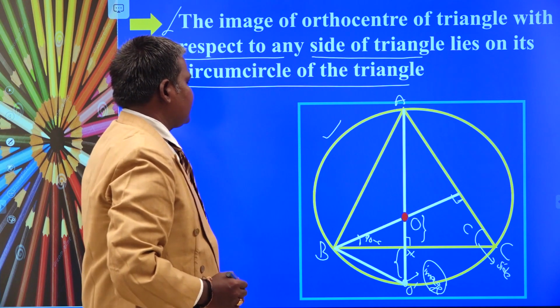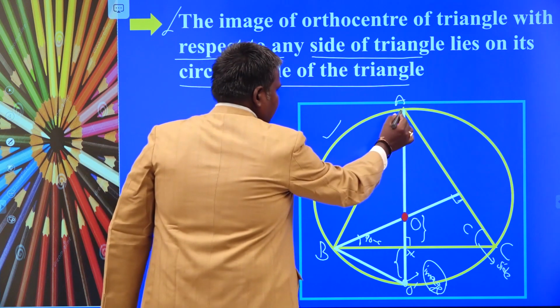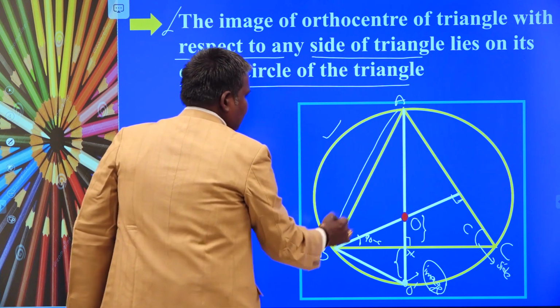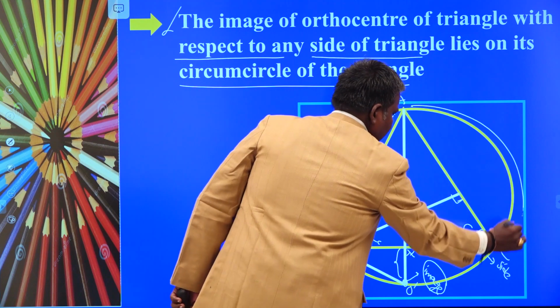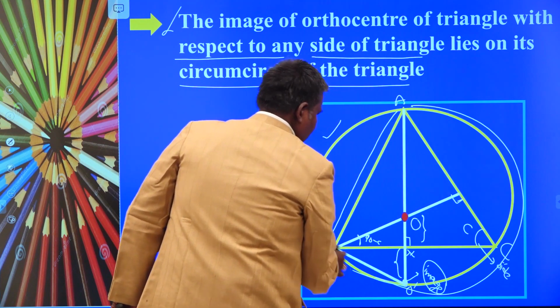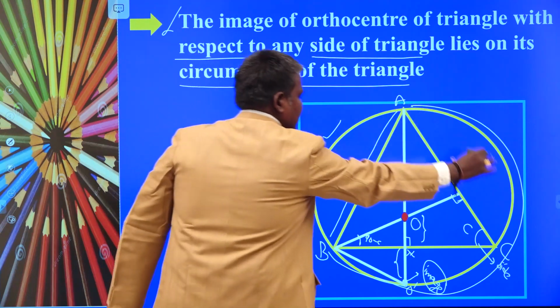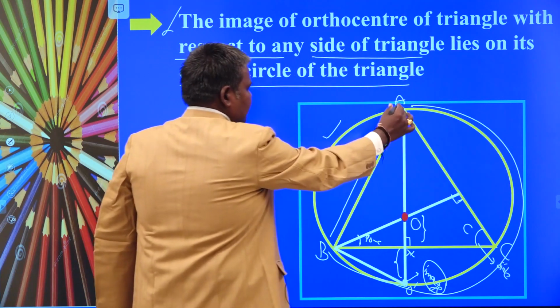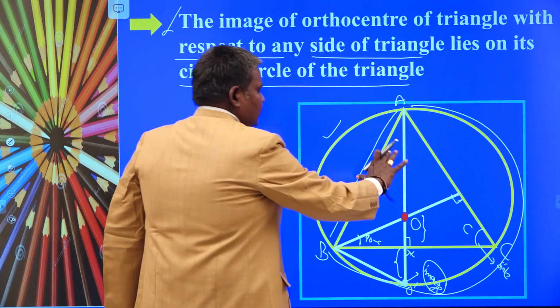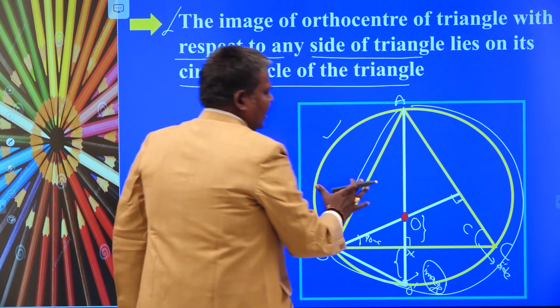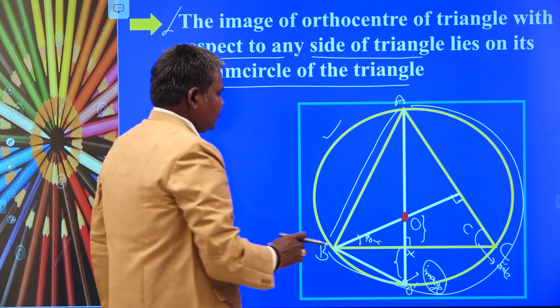This is 90 minus C. Now this is one segment of the circle or not? The entire thing is one segment, the major segment. In this major segment, the angles in the same segment are equal, as discussed.